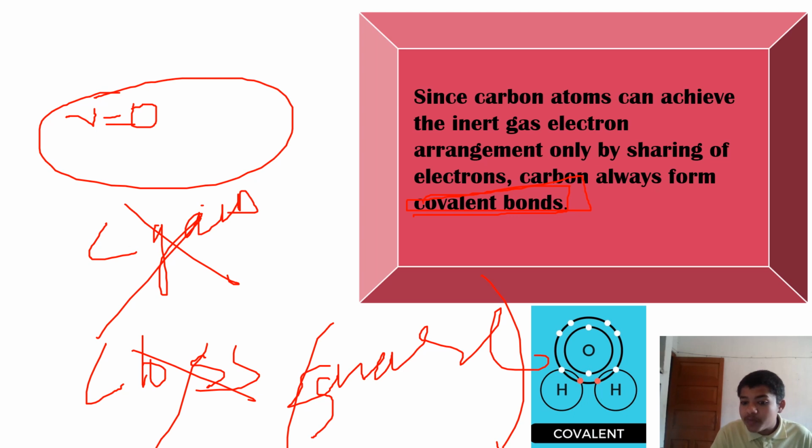So does carbon share any electron? Obviously yes. Does carbon gain or lose any electron? Obviously not. So is carbon an example of ionization? Obviously not. Is carbon an example of covalent bond? Absolutely true, because carbon will share electrons. Clear? Carbon will share electrons. So till then, this much.